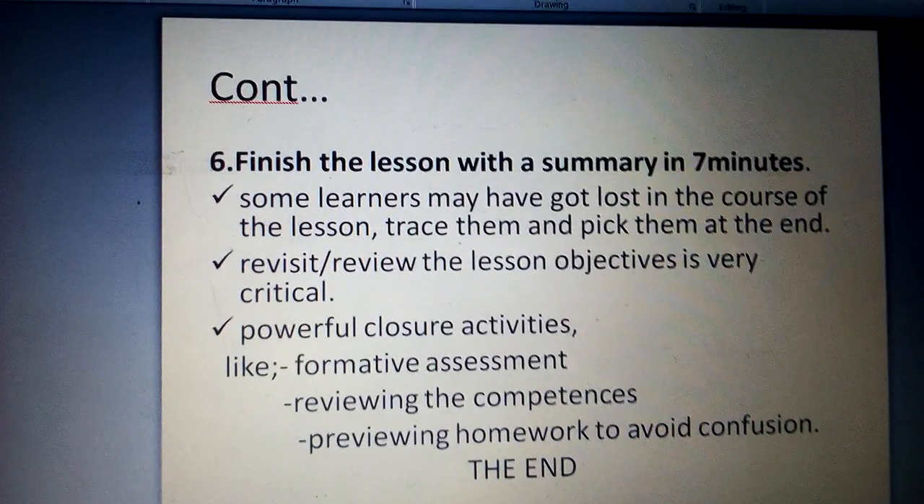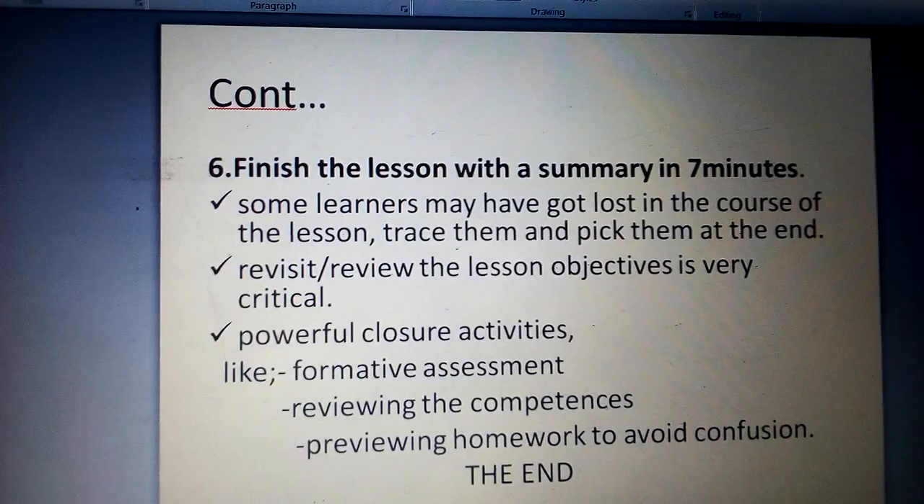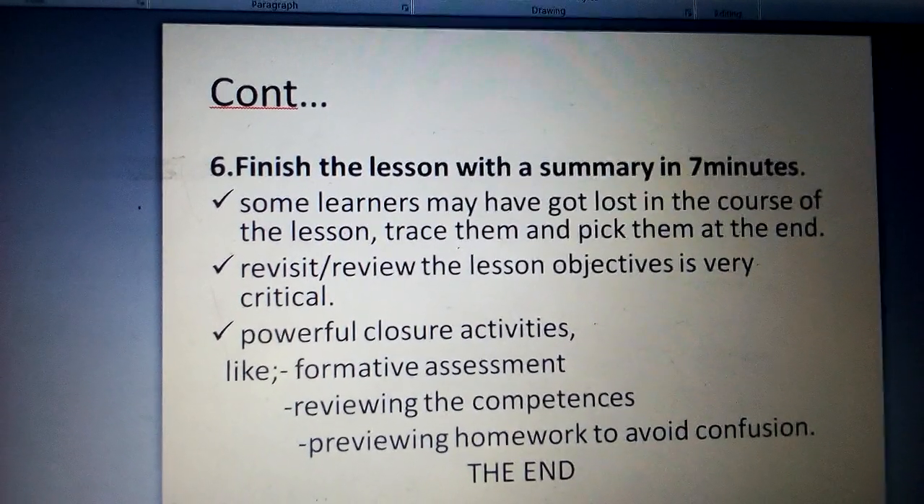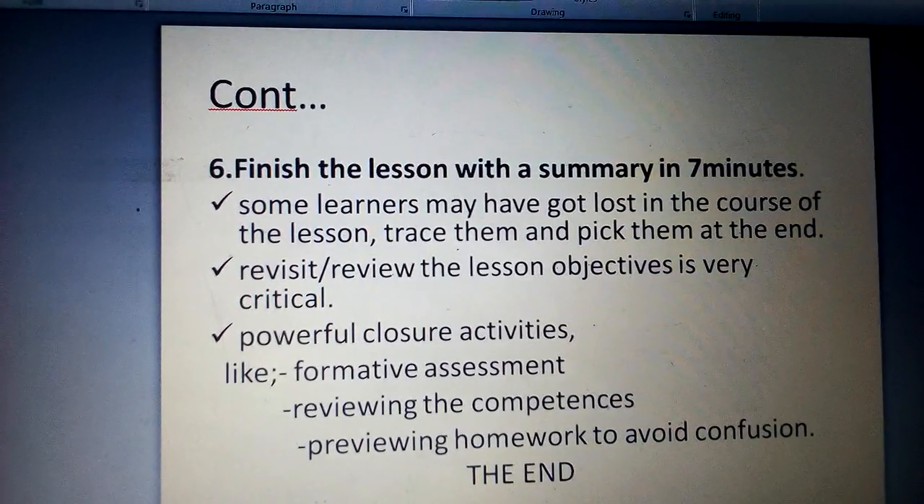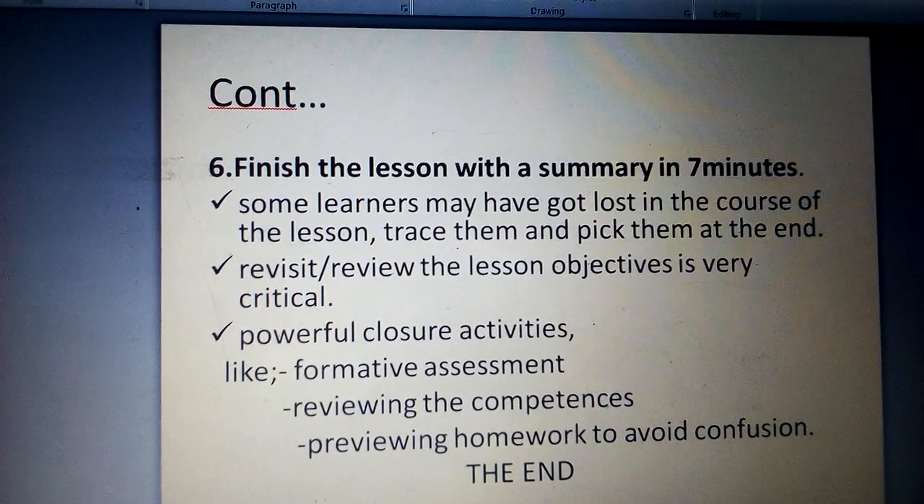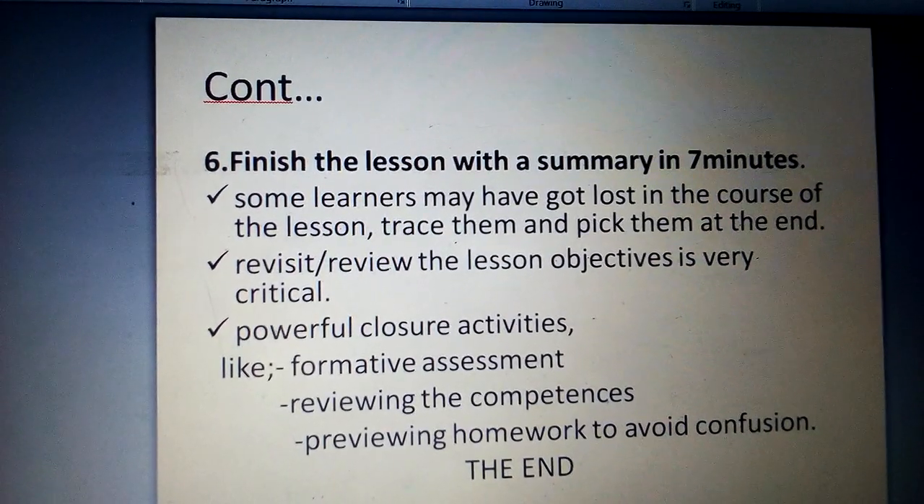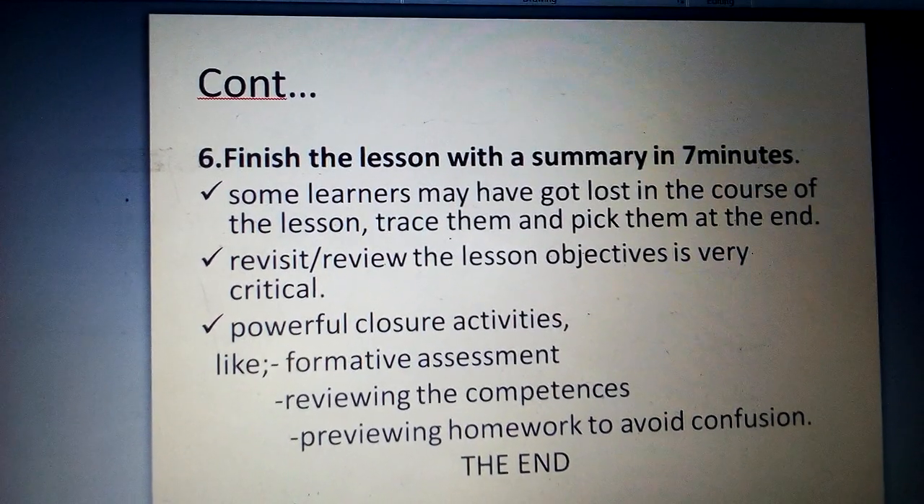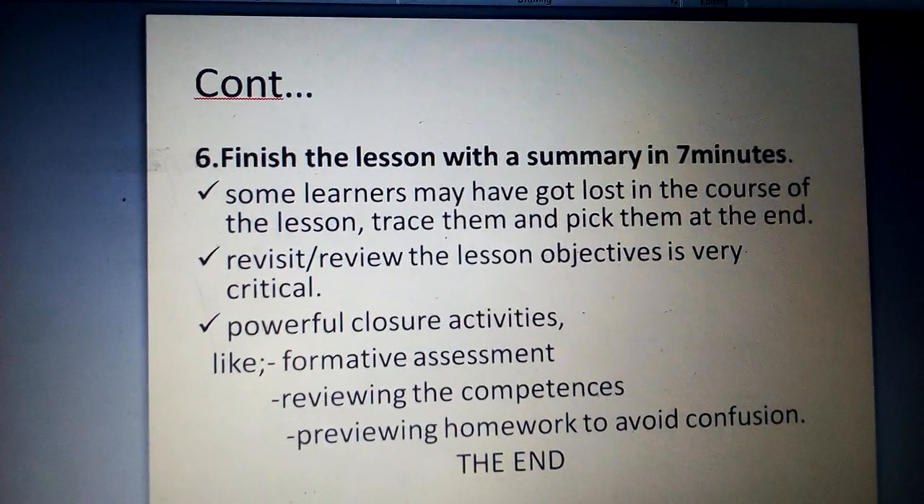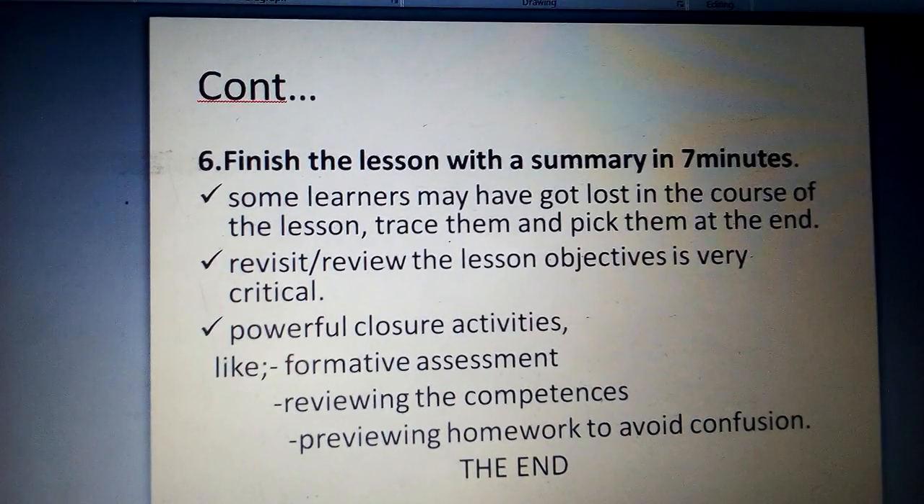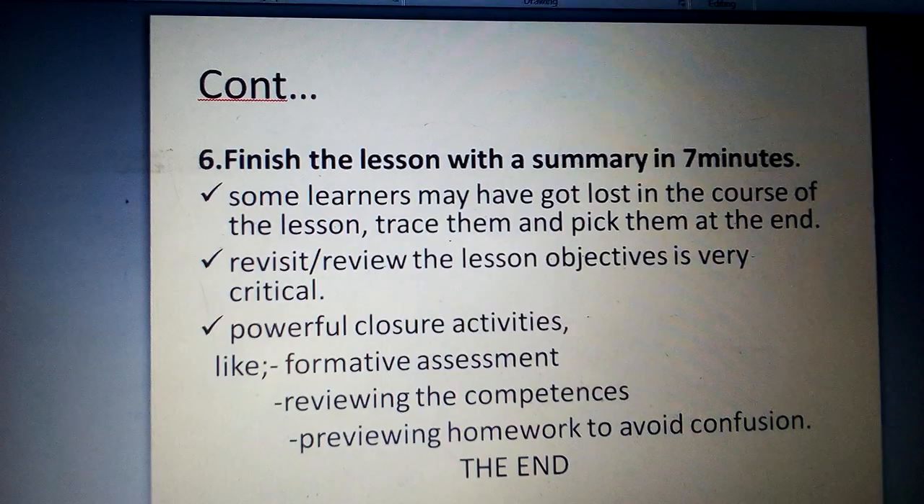Number 6, finish the lesson with a summary in roughly 7 minutes. Some learners may have got lost in the course of the lesson. Trace them and pick them at the end of the lesson.